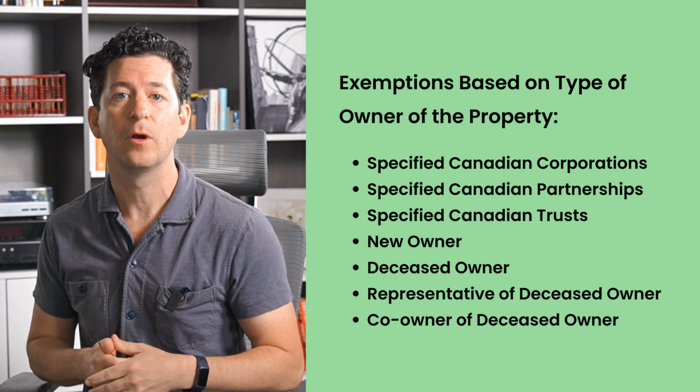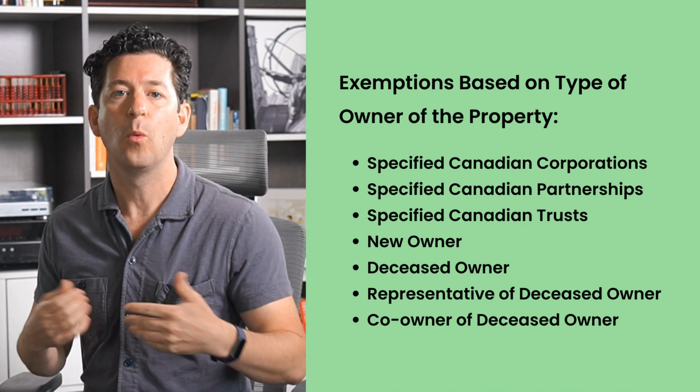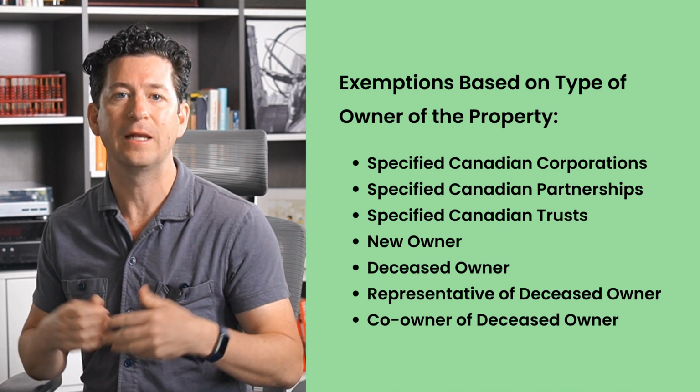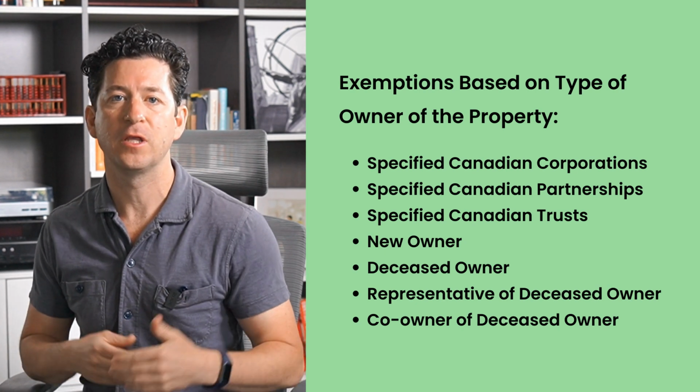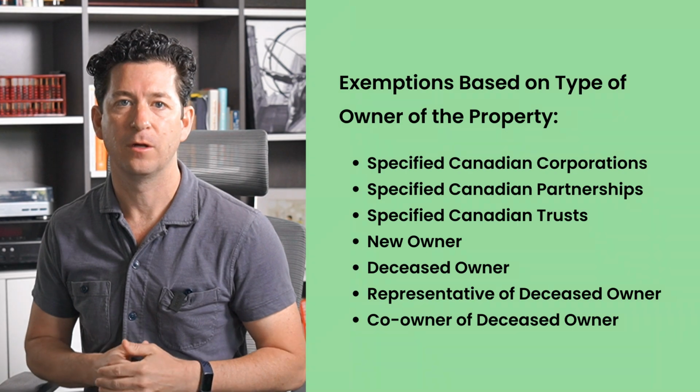Co-owner of a deceased owner, a co-owner of a property where another co-owner owned at least 25% of the property at their death. The exemption applies for the year of death and the subsequent year. Specified Canadian corporations, partnerships, and trusts are defined specifically. Check out the link in the description to determine exactly what those are.